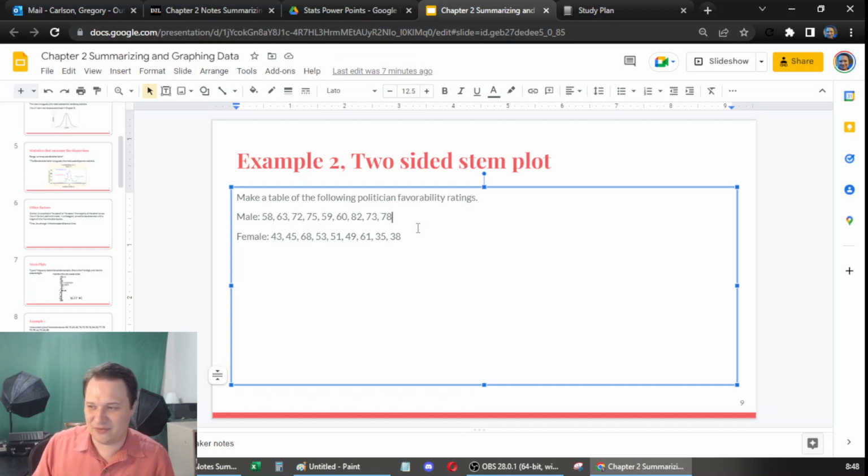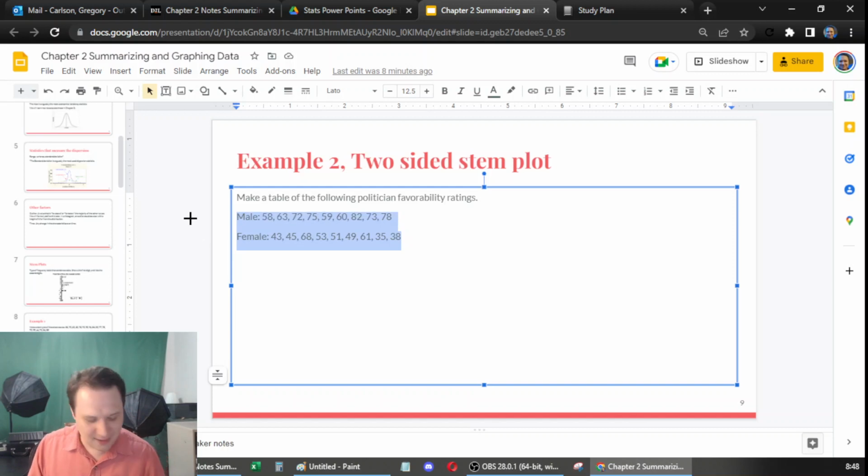Stratified sample. If you have a stratified sample, you've divided it between groups. It feels like Blue's Clues, where I just ask a question, pause for a minute, and then tell you the answer. Anyway, let's grab this data, and I'll show you how to make a two-sided stem plot.